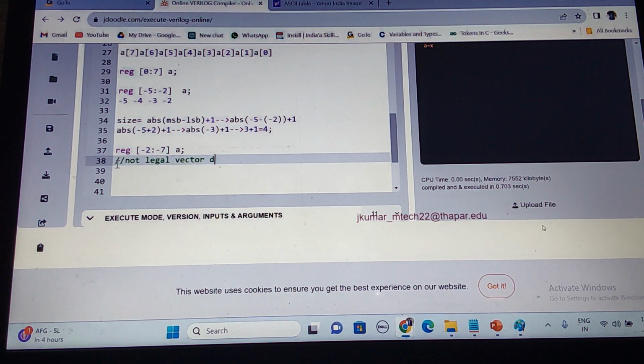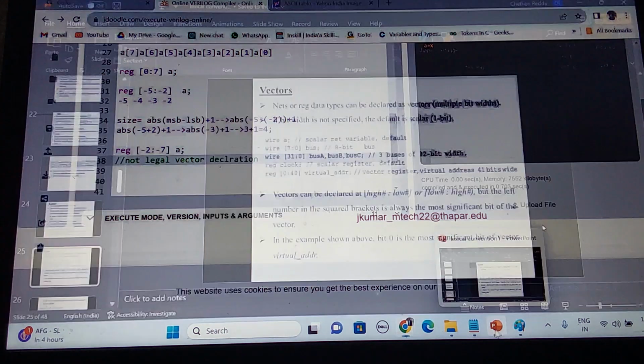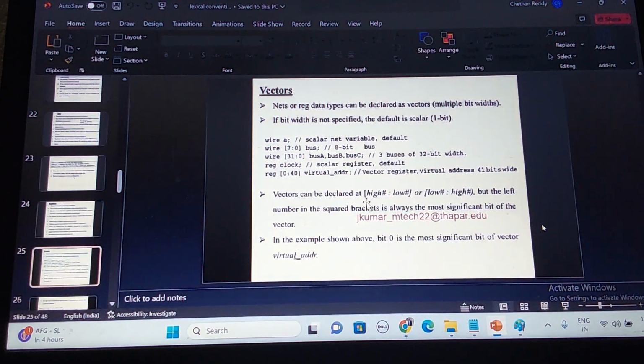Vector Eclipse. You can understand? If I give any vector of any size, you know how to find out the size of the vector. So in this example, a vector can be declared from the highest value to the lowest value or the lowest to the highest. But the left number in the square bracket always represents the most significant bit of the vector. In the example shown, bit 0 is the most significant bit. In this case, vector 0 colon 4, the most significant bit is 0 and the least significant bit is 1. Did you understand?